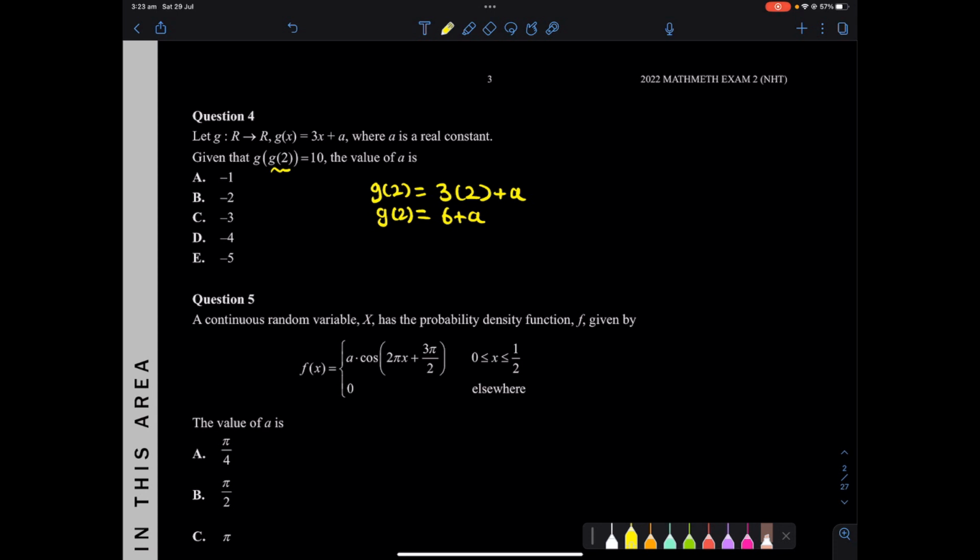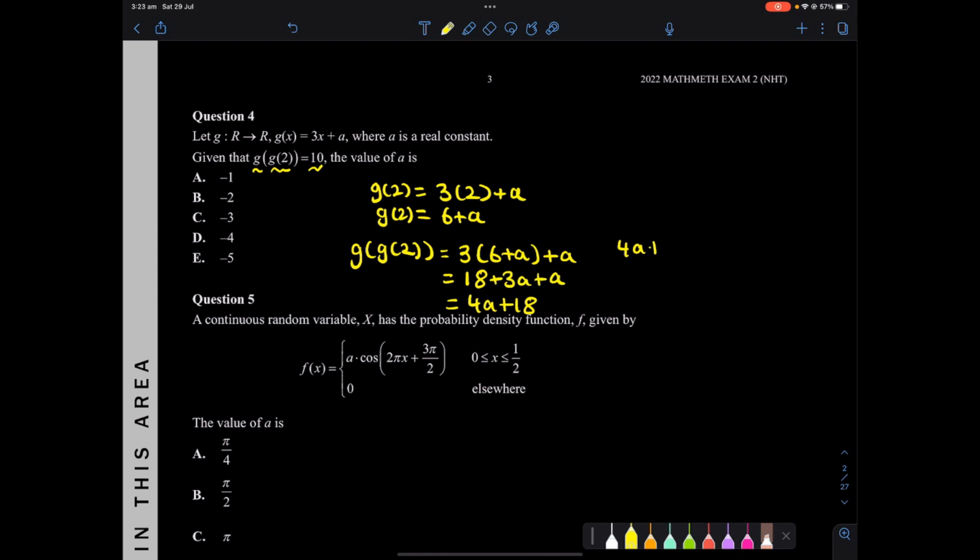Now we're subbing back into g of g of 2, which would mean 3 times (6 plus a) plus a, which if we solve gives 18 plus 3a plus a, which is 4a plus 18. Now, we know it's equal to 10, so 4a plus 18 equals 10, 4a is equal to negative 8, a is equal to negative 2. So your answer for question 4 is B.